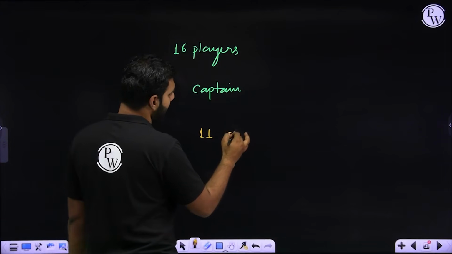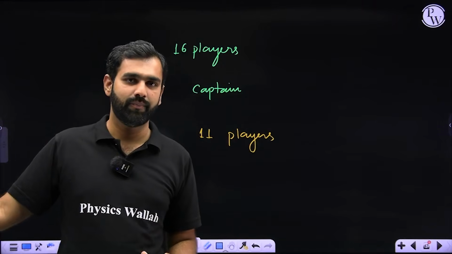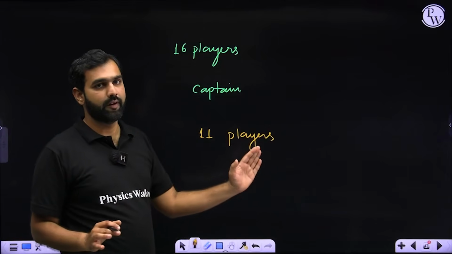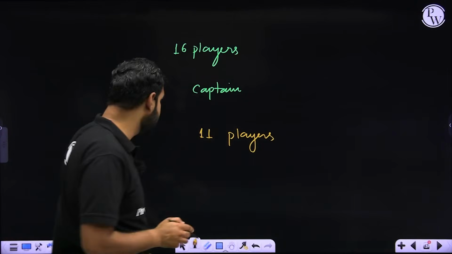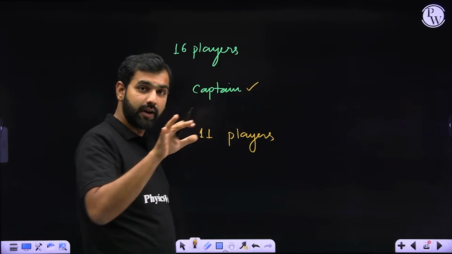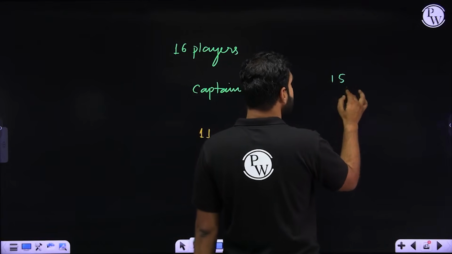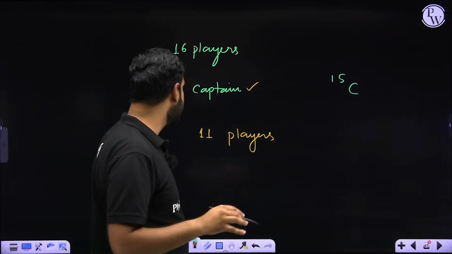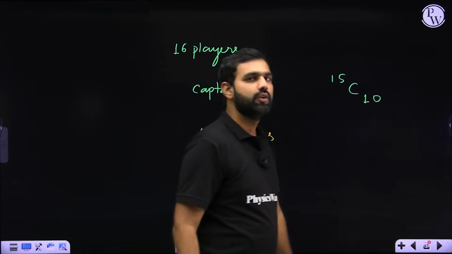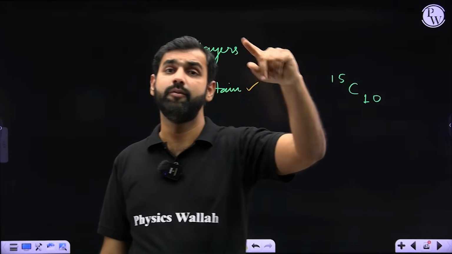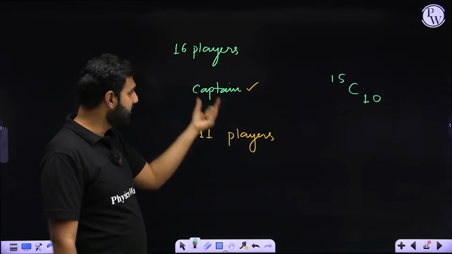So I need to decide that playing 11, right? Since I'm the captain, I have already chosen myself. So do you really think that I need to form a team of 11 players? No. Out of 16 players, I need to form a team of 11 players. But the problem is, I being the captain is already chosen. So now I am left with 15 choices, and out of those 15 choices, I need to make 10 selections. So the answer will not be 16C11, the answer will be 15C10, because one person out of these 16 players is already chosen.